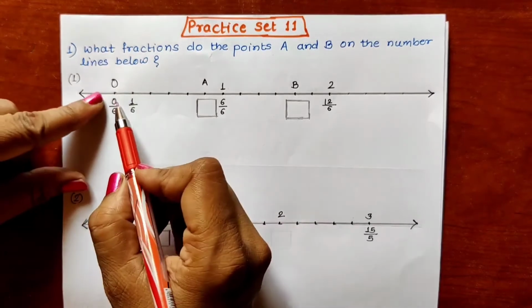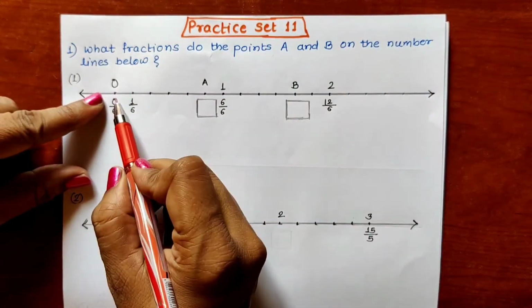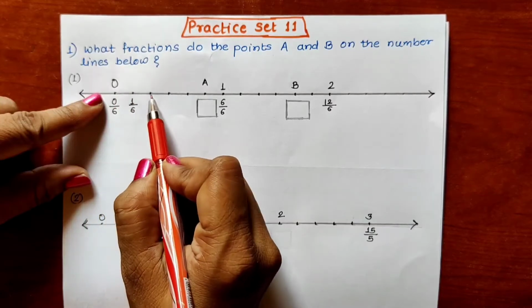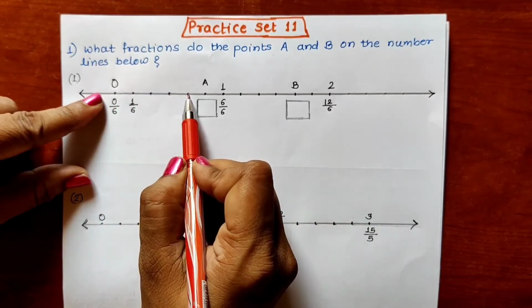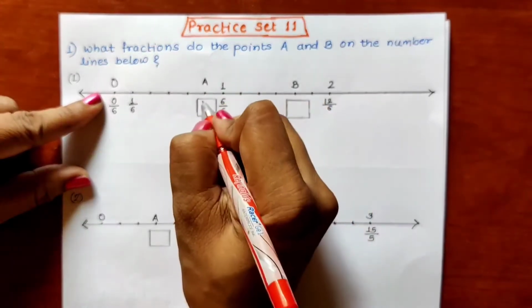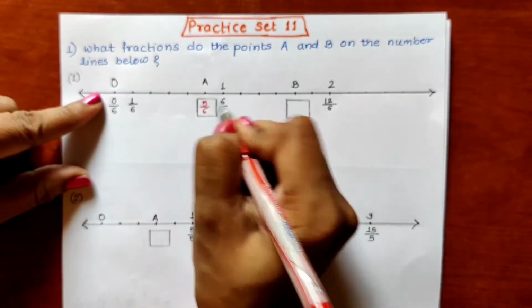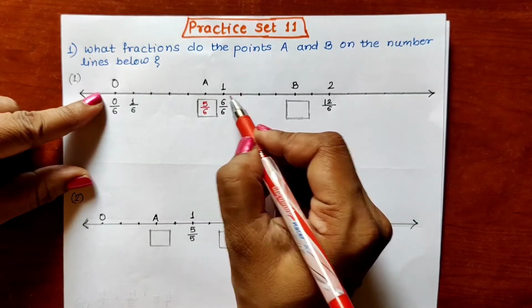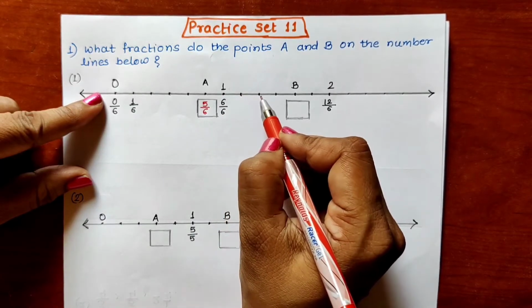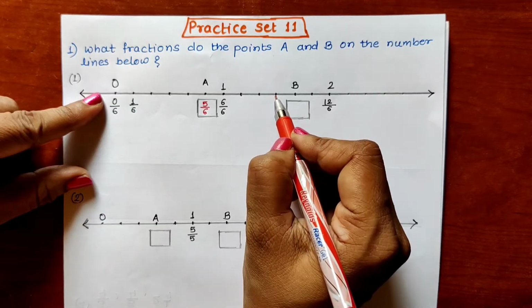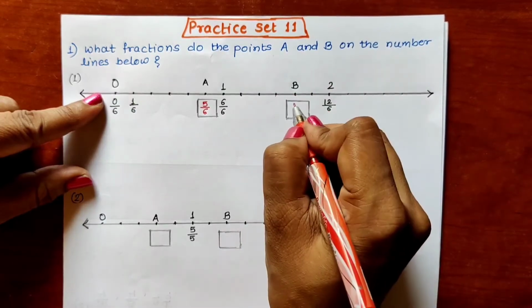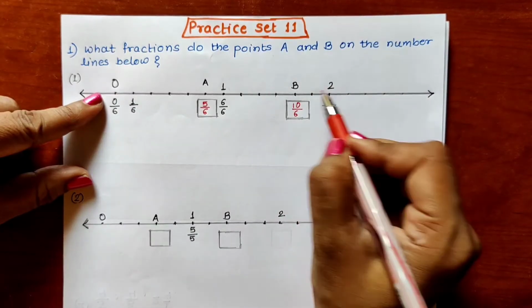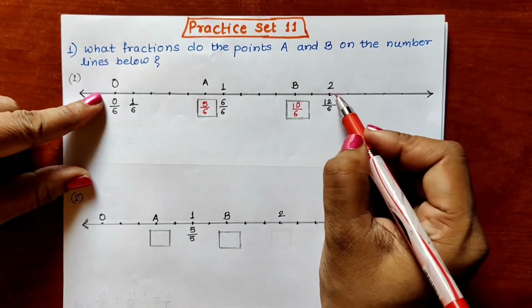So as I have told you, this is divided into 6 equal parts. So first point is 0, 0 upon 6, then 1 upon 6, 2 upon 6, 3 upon 6, 4 upon 6, and A means what? 5 upon 6. 1 is 6 upon 6. Then immediately after 1, it will be 7 upon 6, 8 upon 6, 9 upon 6, and this is 10 upon 6. B will be 10 upon 6. This point is 11 upon 6 and 2 means 12 upon 6.